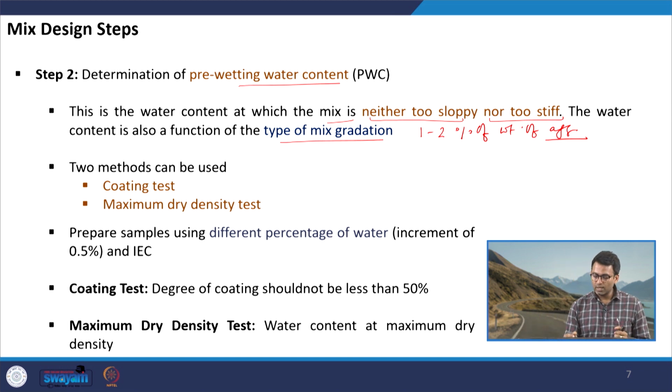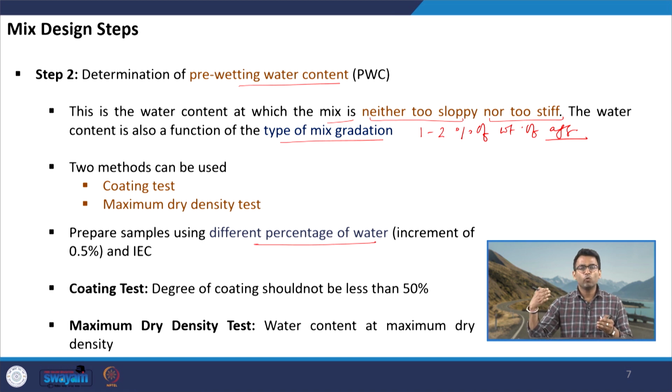We will prepare the sample using different percentages of water. So, you will take maybe 0.5% water by weight of the aggregate, then 1% water by weight of the aggregate, 1.5% water by weight of the aggregate. So, at an increment of 0.5%, first I will select these different percentages of pre-wetting water content and mix them with the aggregates. Then I will add the initial emulsion content and start preparing the loose mixture.